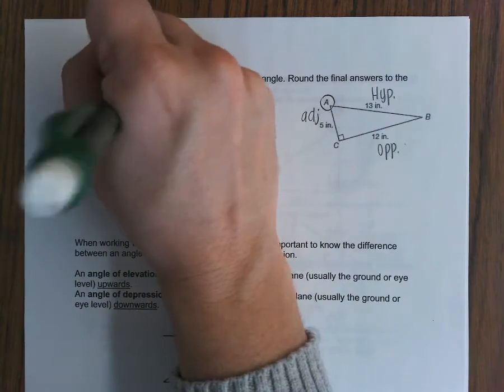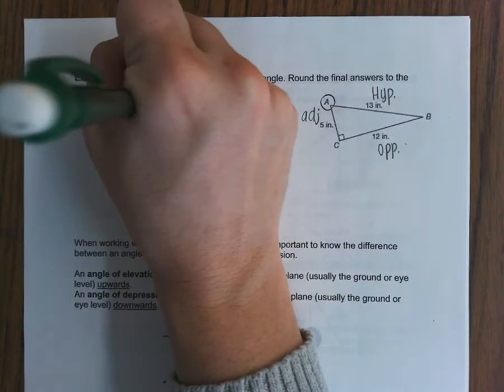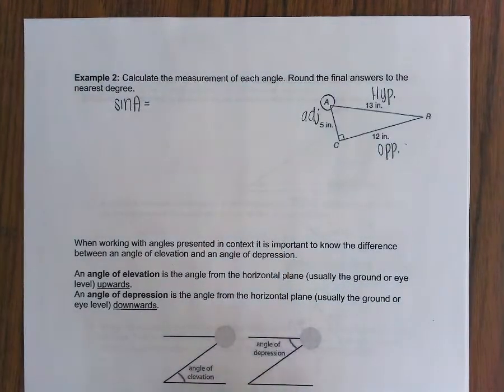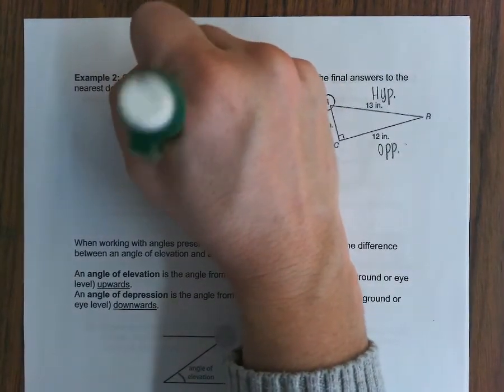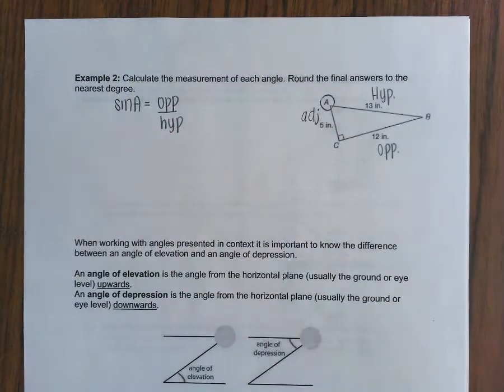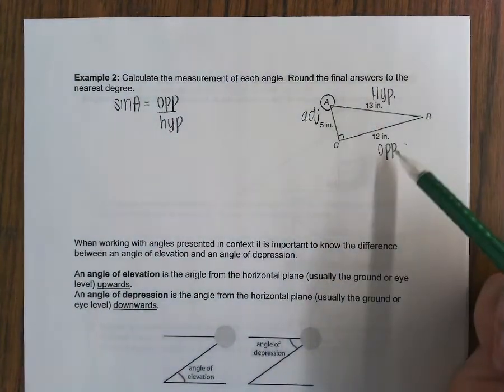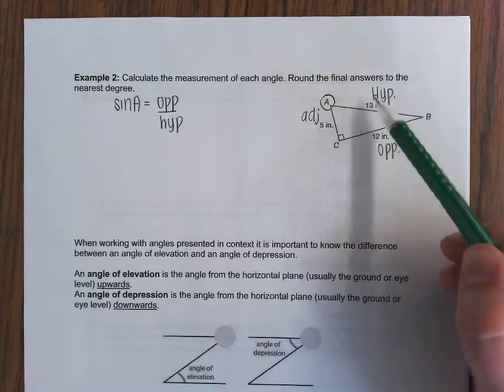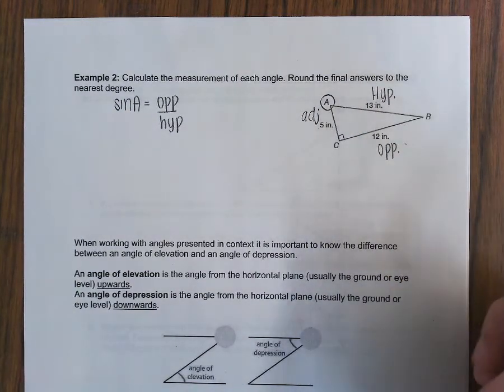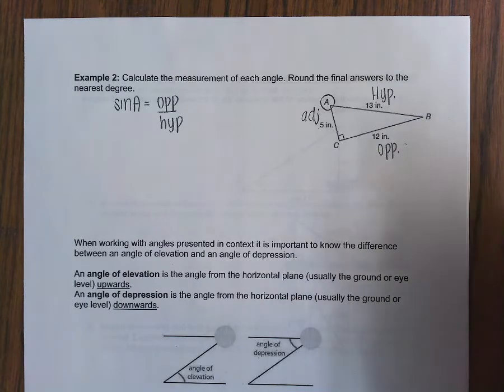So sine of A is equal to the opposite over the hypotenuse. Like I said, if you chose to use tan, you could because you have opposite and adjacent. If you used cosine, you could because you have adjacent and hypotenuse. Any of the three trig ratios will give you the same answer in this scenario.